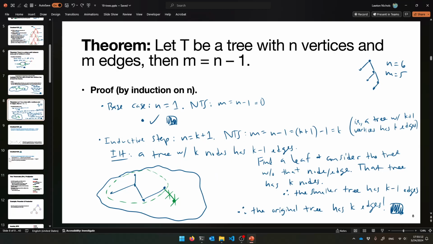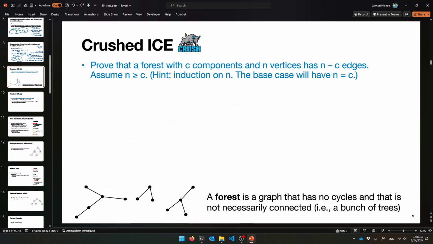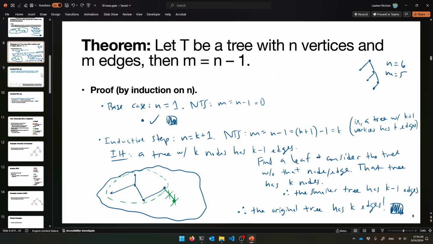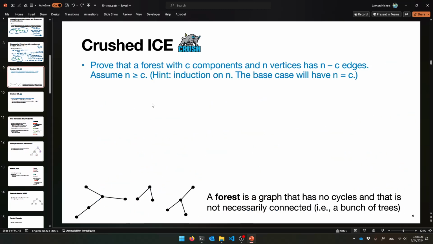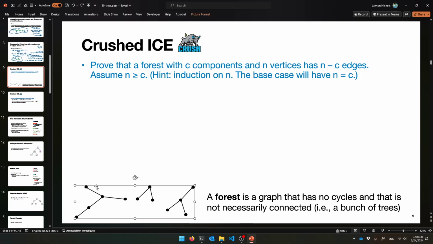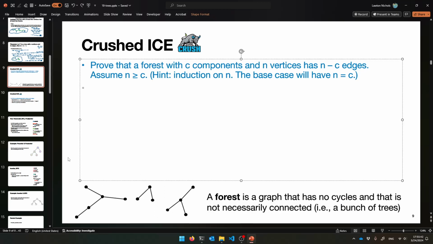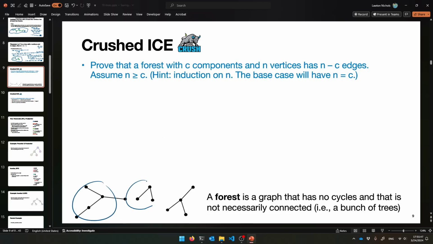All right. Use this proof. Think about this proof. I have a question for you that involves this proof. I'm going to have you do it in a different way. Same idea, though. So I'd like you to prove that a forest with C components and N vertices has exactly N minus C edges. First of all, a forest, it's a cute little term. A forest is a graph with no cycles that isn't quite connected. It doesn't have to be connected. So a forest is just a bunch of trees. Isn't that cute? So here's a tree, here's a tree, here's a tree. And so it's got a bunch of different connected things.